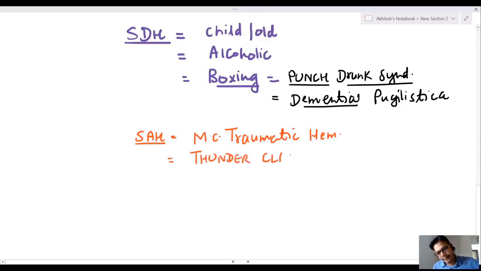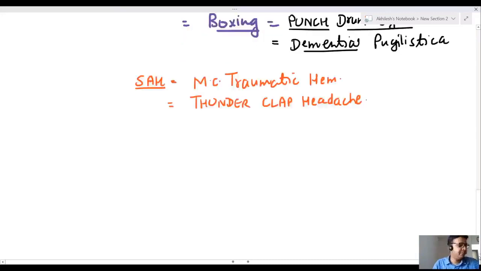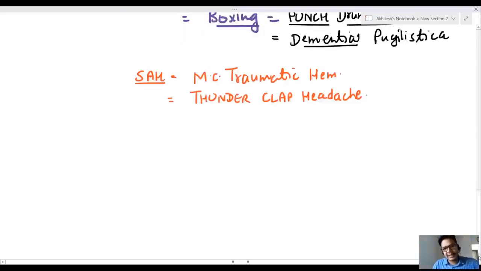Thunderclap headache is a very important first finding of subarachnoid hemorrhage.